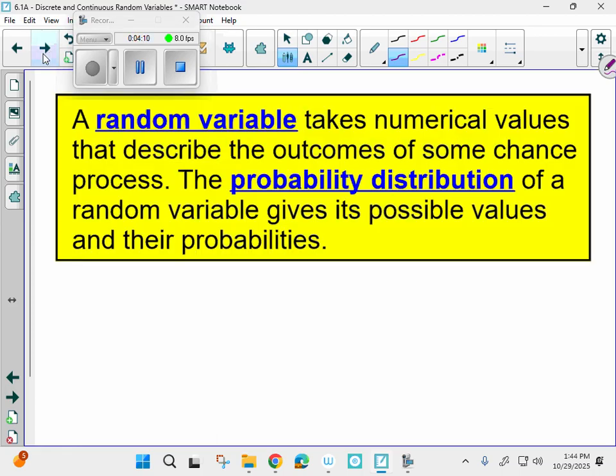I would write down just this first sentence. We already wrote down what a probability distribution is, but we'll review that. So the first part there, a random variable. This whole chapter is going to be about random variables. It takes numerical values that describe the outcomes of some chance process.